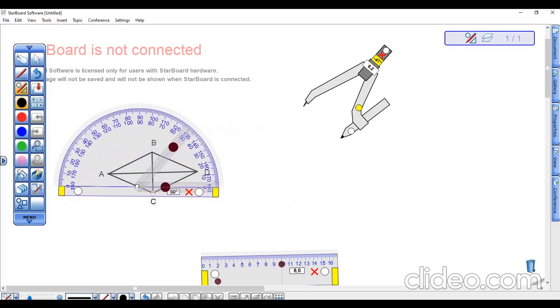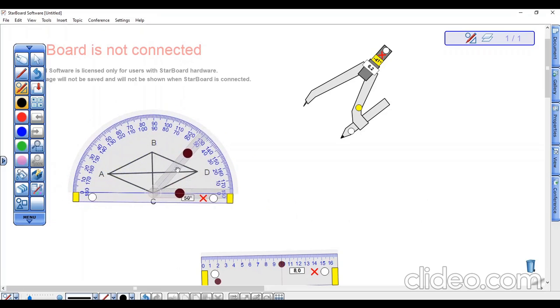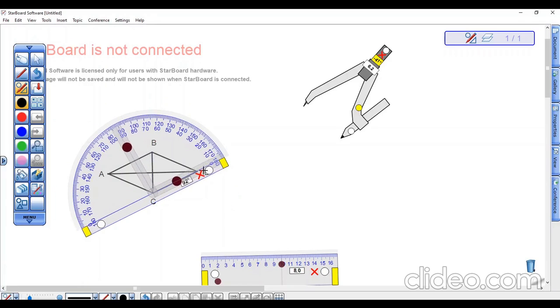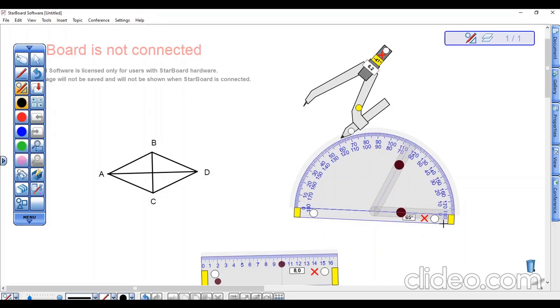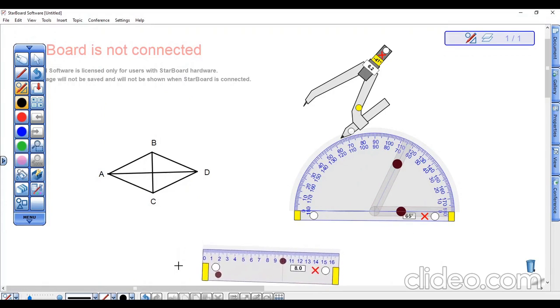Let's measure it and check. So the angle here was 130 degrees. So this angle here, like this, is exactly 65 degrees. 65 degrees. Because, as I said, we bisect the angle. And now the explanations are over.